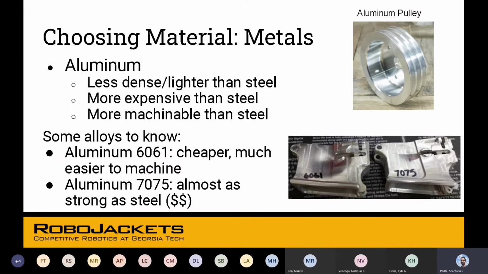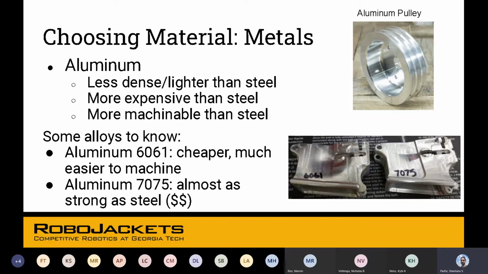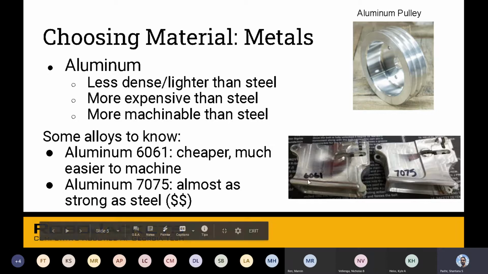Okay, metals. So aluminum. Aluminum is lightweight and it's kind of more expensive than steel, but it's also easier to machine. So you see these two parts over here. These kinds of details are easier to create in aluminum because it's not as strong as steel. So these are the two most common kinds of aluminum we use, aluminum 6061 and aluminum 7075.